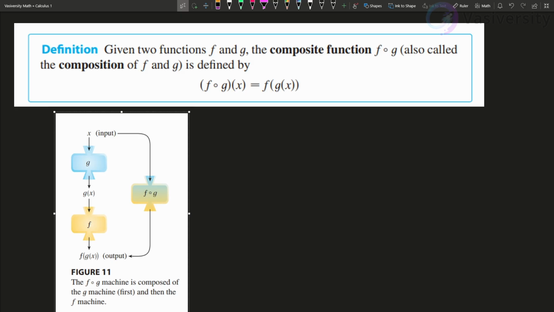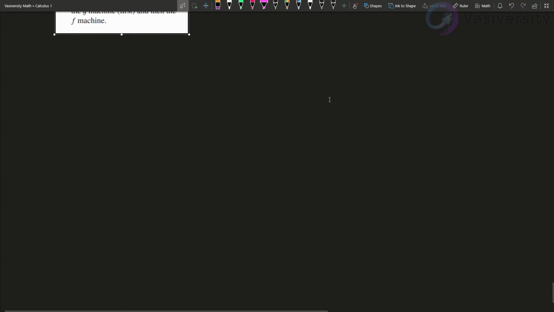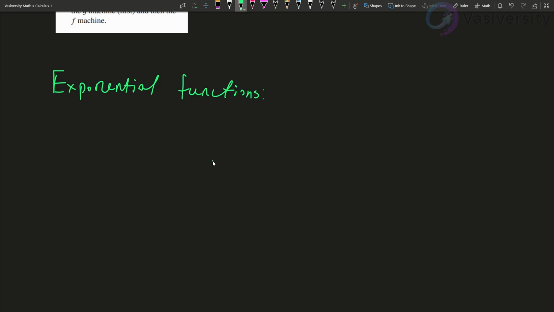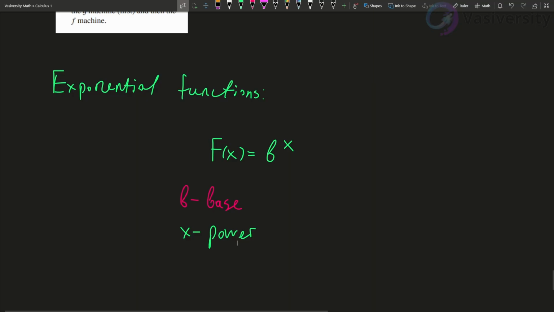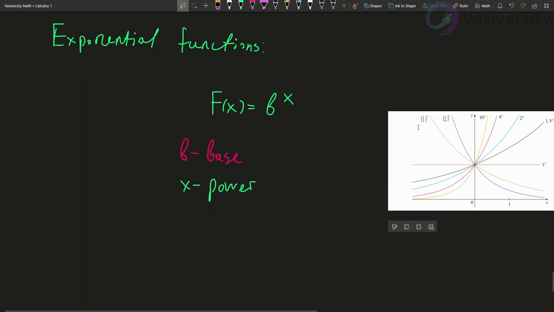Okay, so now, since we know already how to compose functions and how to do shifts of functions, let's enter the exponential. Exponential functions are defined as f of x equals b to the power of x, where b is the base and x is the power. So we have a base, we have a power. We can have special bases and special powers, which we learned in algebra. Some of the common graphs of the exponential function are going to look like this.